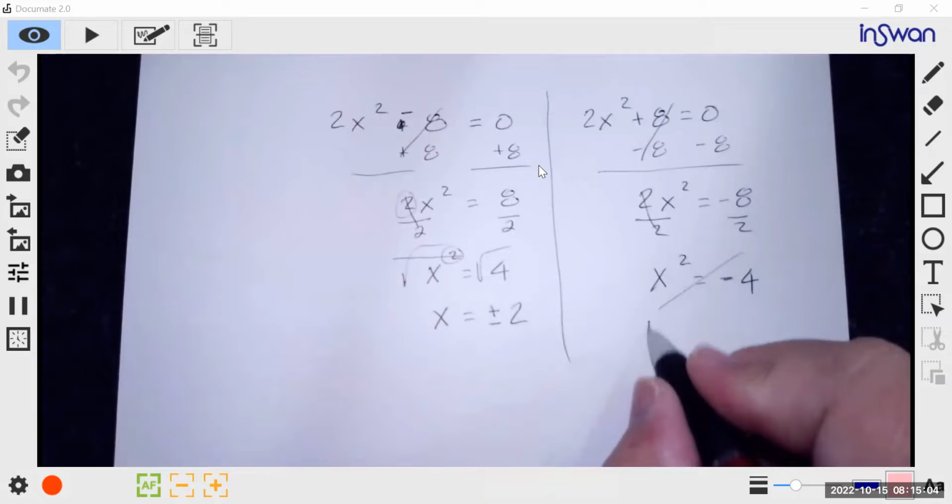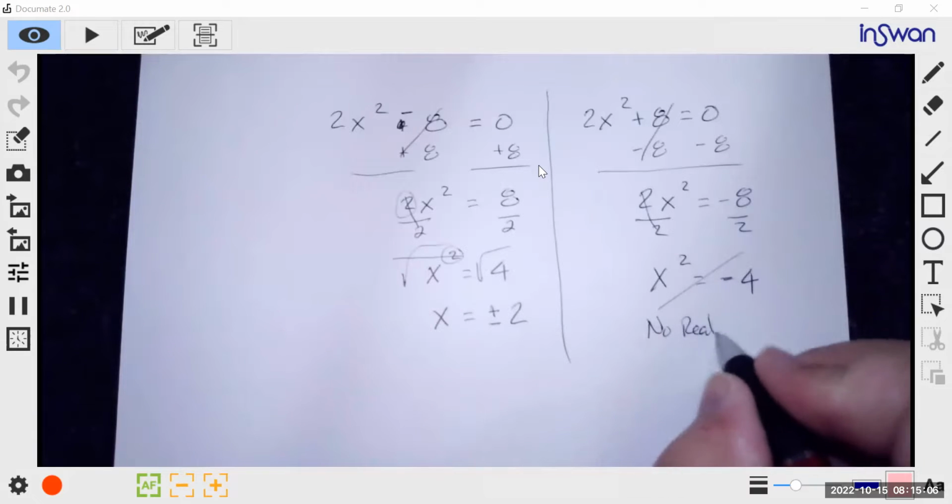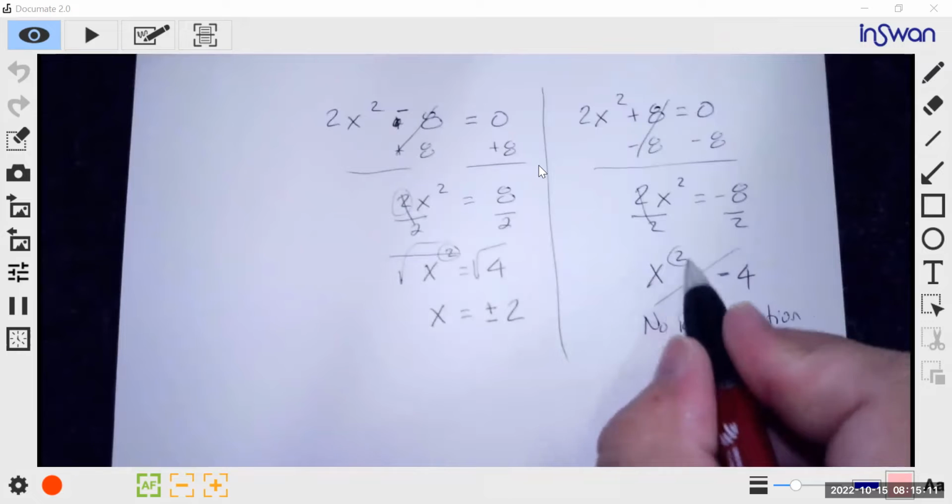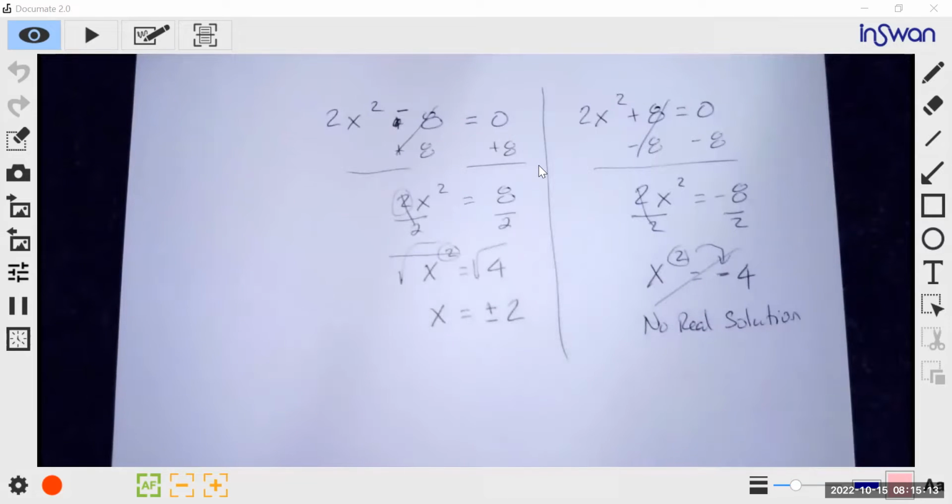Impossible. There's no solution, no real solution, because anything squared can never equal anything negative. Negative 2 times negative 2 is positive 4. Positive 2 times positive 2 is positive 4.